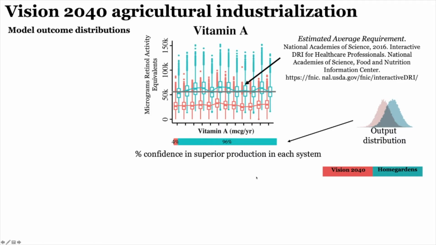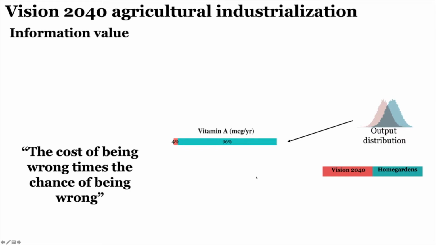And I've put a line here to show the average requirement that we're expecting. So that's actually how much you would need. And most of the time, home gardens, that is smallholder farms, are able to produce enough, generally enough or just barely not enough vitamin A. So it's critical in both situations. But certainly under Vision 2040, with those production systems, it would not be sufficient for people to maintain vitamin A and to avoid vitamin A deficiency.